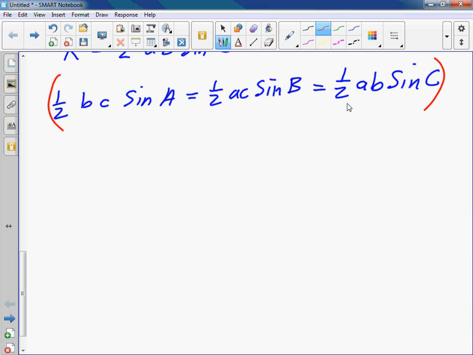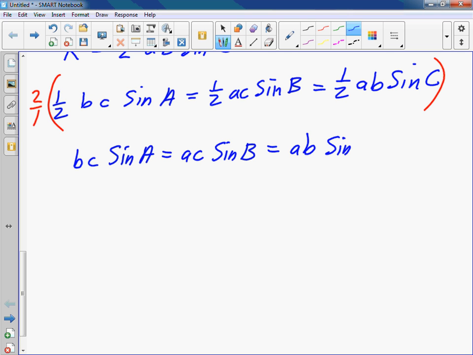Divide them out, which works. Same as multiplying by a reciprocal, which in this case is 2/1. Perfect. So I'm going to multiply everything by 2/1. And then what do I have left? BC sine A equals AC sine B. Nice job, by the way, Tanner. Good recovery. Equals AB sine C. All right, now, let's work some more to clean this mess up.